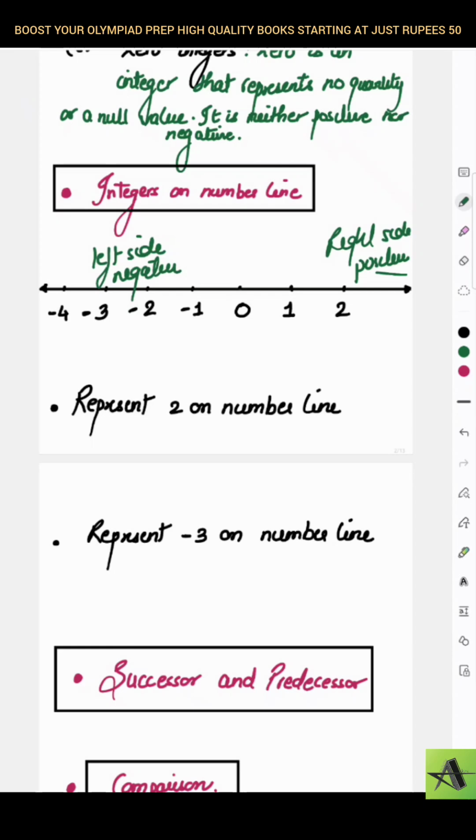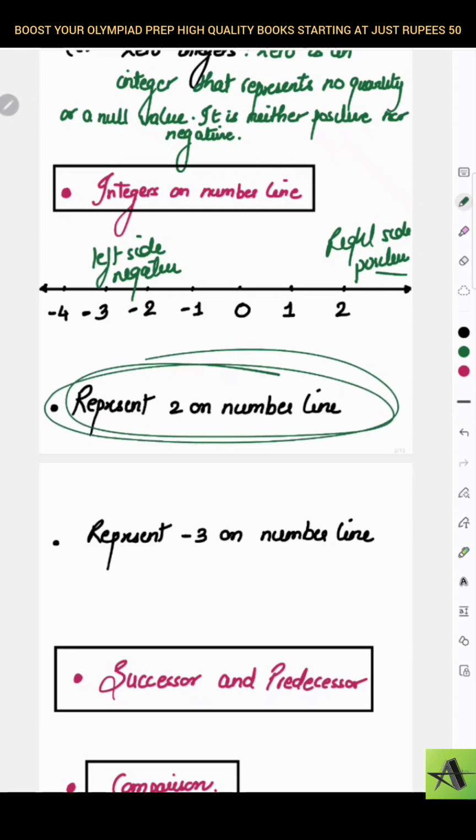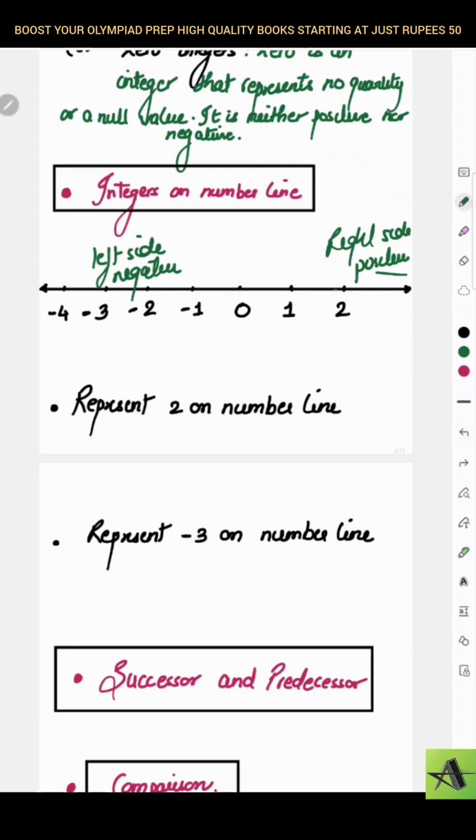Now let me represent the numbers. Question 1 says represent 2 on the number line. This question says represent the number 2 on the number line. So what I need to do is just encircle it. That's it.